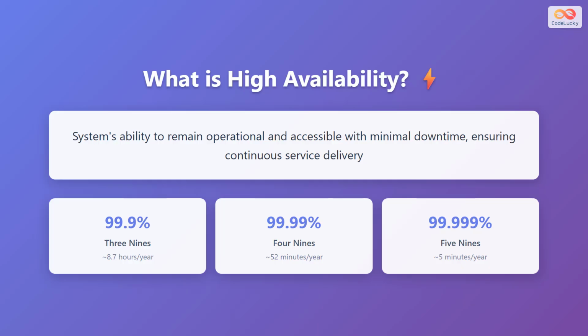3 nines, or 99.9% availability, means approximately 8.7 hours of downtime per year. 4 nines, or 99.99%, reduces this to about 52 minutes per year. 5 nines availability, or 99.999%, is the gold standard, allowing only about 5 minutes of downtime annually. These numbers represent service-level agreements that businesses commit to, and achieving them requires careful architectural planning and redundancy.